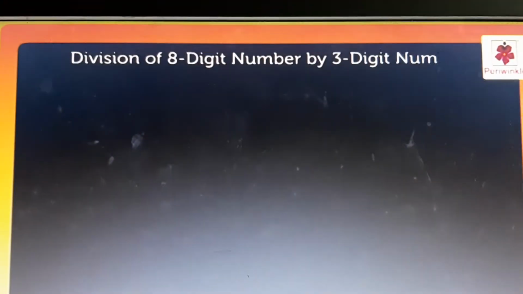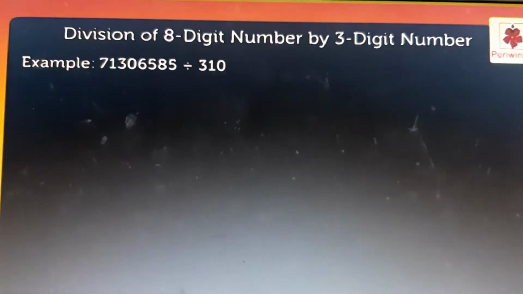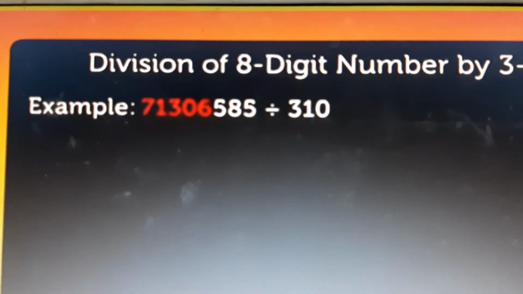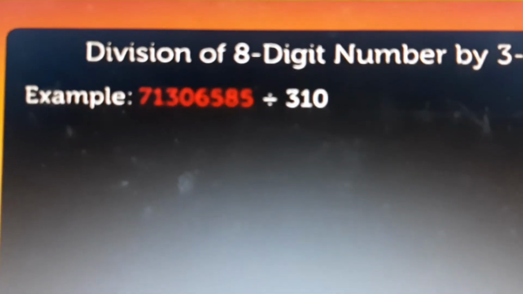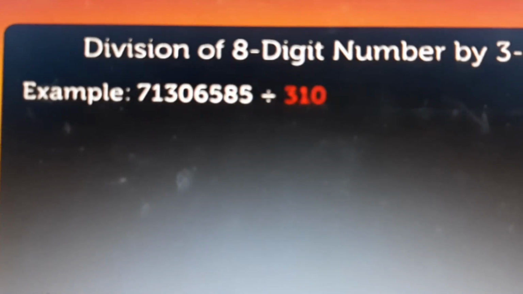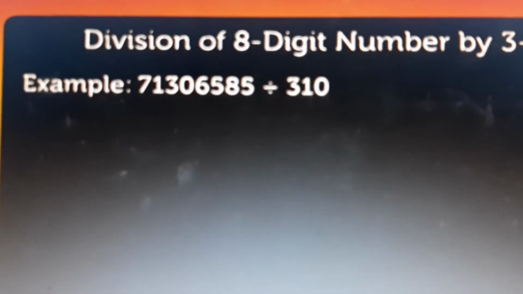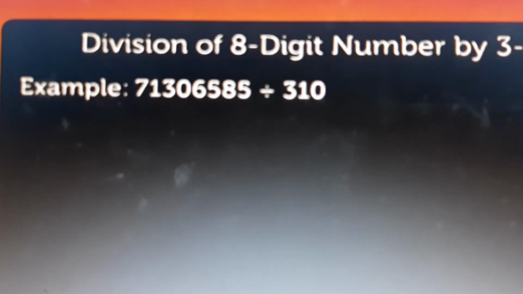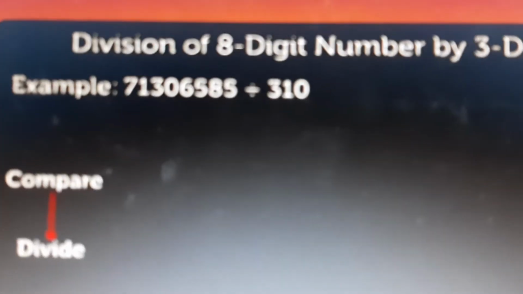Okay. Did you like this division? Let us try another one with an 8-digit number divided by a 3-digit number. So we are increasing our capacity here. So what is the number here? You have 585, then 1006. Okay, 13 lakhs. So 7 crores, 13 lakhs, 6,585 divided by 310.